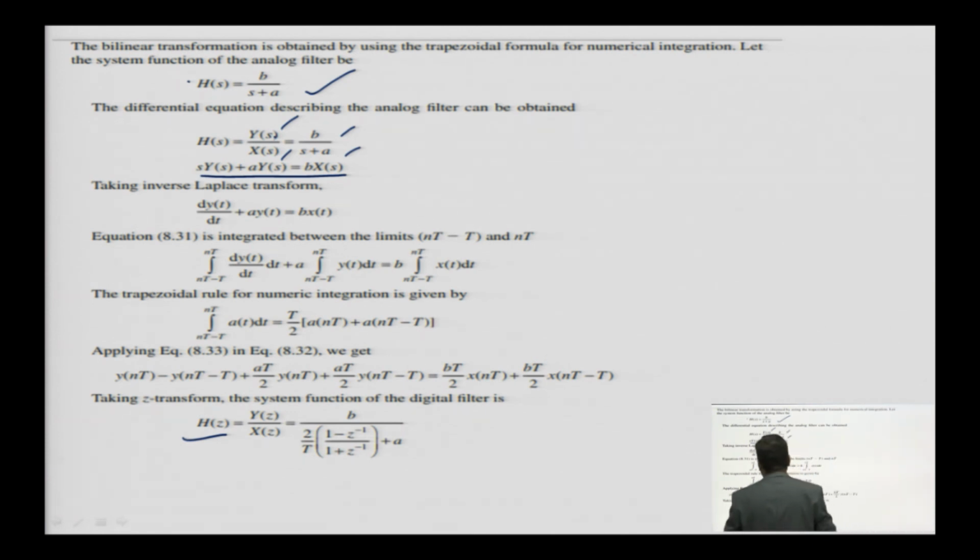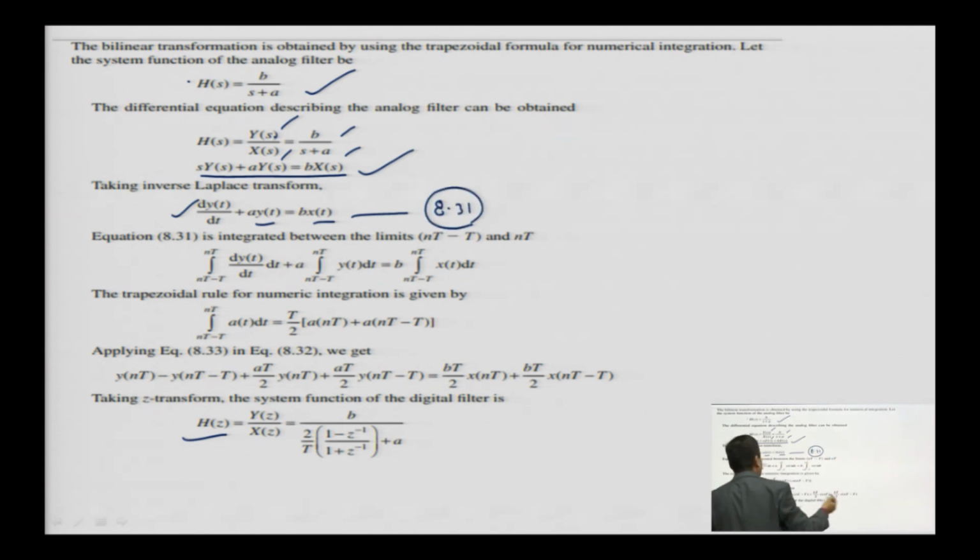Now, this expression you will get here. Now, taking the inverse Laplace transform, sY(s) obviously will be the first differentiation, dy(t)/dt, plus a y(t) is equal to b x(t). Now, this equation, you can say this will be equation 8.31, any equation a, b, c you can assume here.